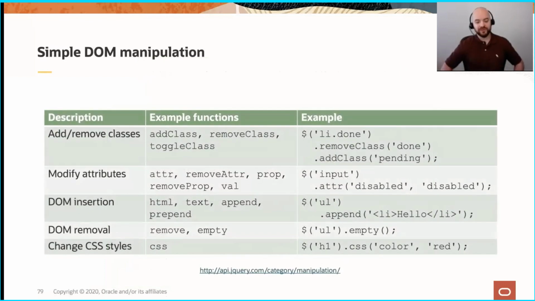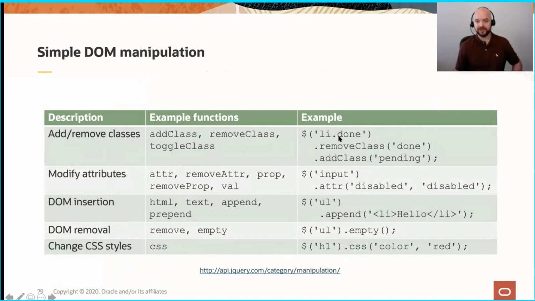All right, once you've found what it is you're after, whether via selection or traversal, you can then work with what you have. And there's lots of different types of things you can do in the DOM. You can add and remove CSS classes, modify attributes, add content, remove content, or change style properties directly. So in terms of adding and removing classes, these are the functions we have.